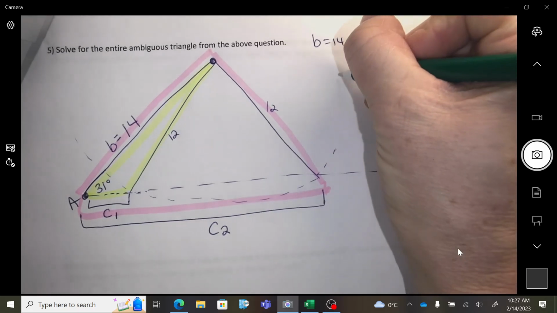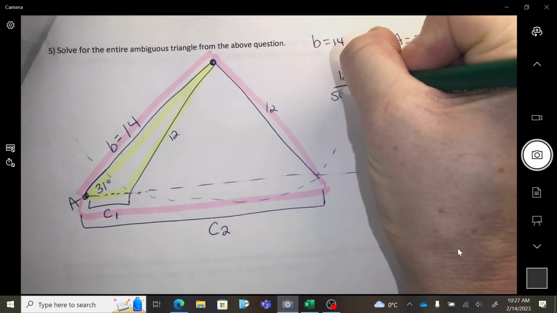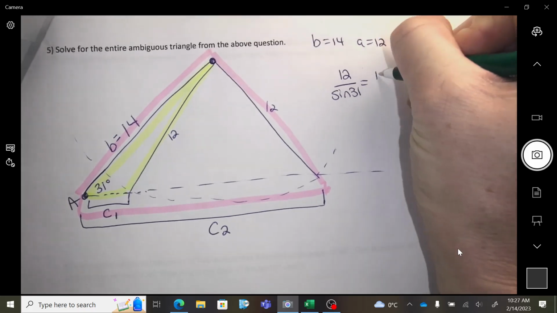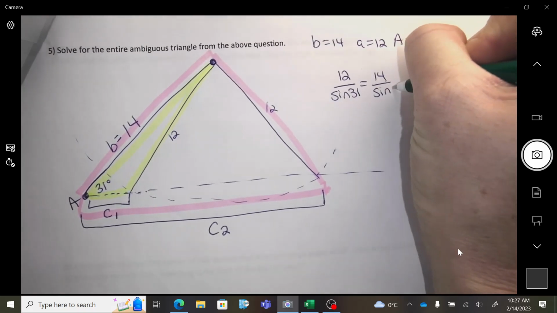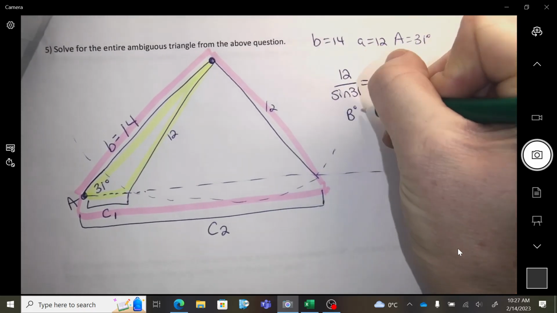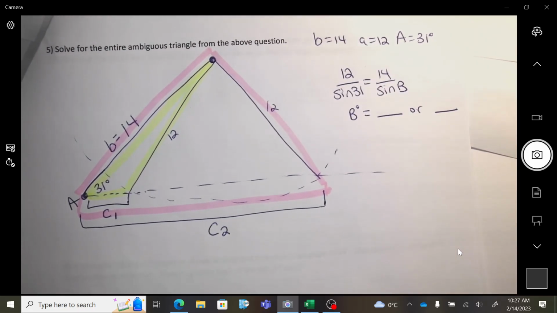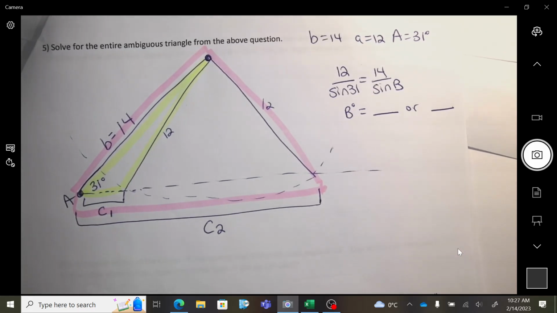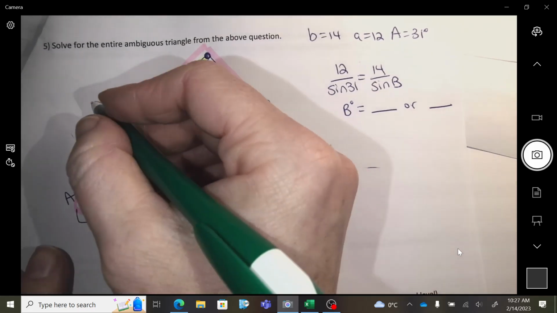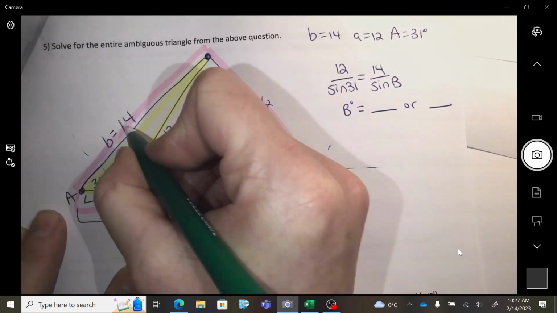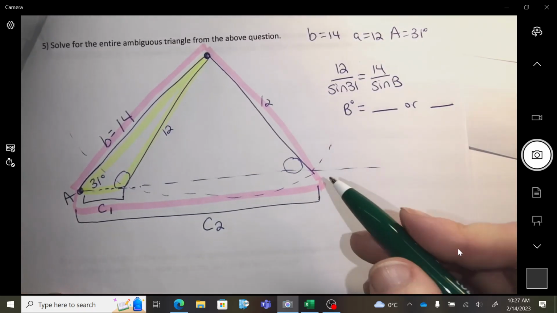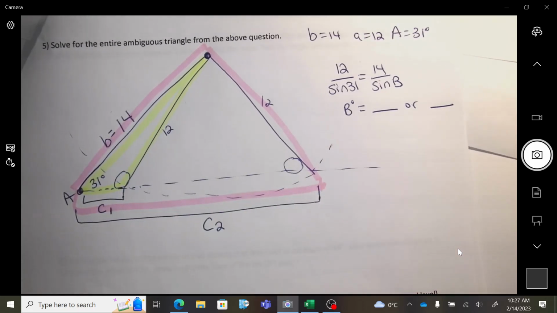Okay, so we start with our pair. 12 over sine 31 equals 14 over sine B. When you do that, you should have a this-or-that statement, because there's 2 options across from 14. You could be across from 14. Okay, times, divide, inverse.